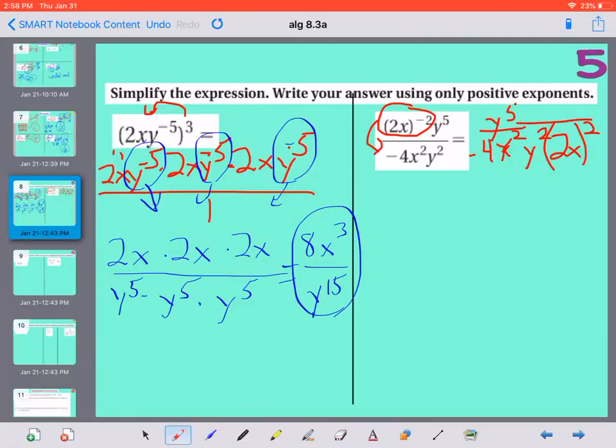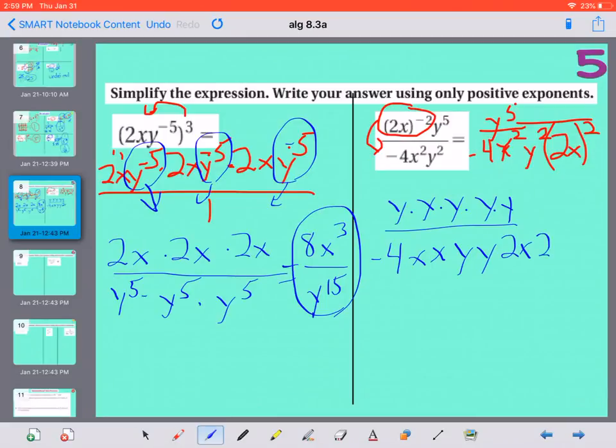So then what we have, I'm just going to write this all out. On the top we have 5 y's. So we have y, y, y, y, and y. Those are all being multiplied. On the bottom we have a negative 4, then 2 x's, then 2 y's, and we have a 2x and a 2x. Because this right here is saying that we have two x's.